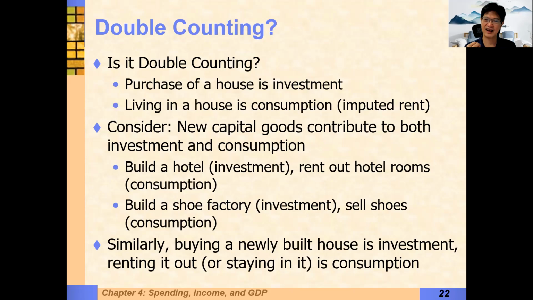Whenever you buy a capital good, it's going to count towards both investment in the year when you buy the capital good and consumption when you use that capital good in the production of other goods or services. So consider that I build a shoe factory. In the year I build a shoe factory, that's investment. But when I make shoes and sell them, that's consumption. Now, if I build a hotel, that's investment. And when I rent out the rooms, that's consumption. That's housing service for the people who rent my rooms.